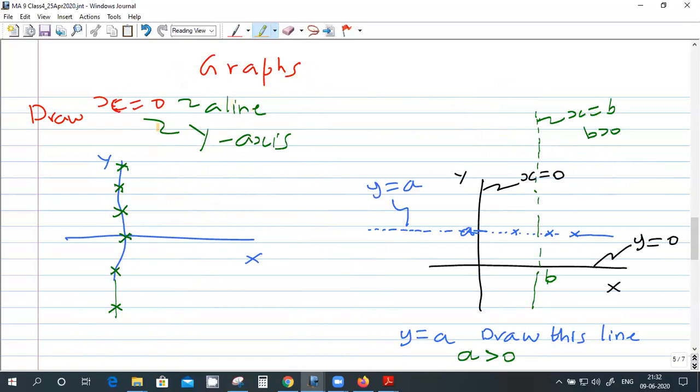Graphs. The y-axis is x equal to 0. Just now I told you. And the line parallel to the y-axis is x equal to constant. Because it's cutting the x-axis at point B, the equation of this line is x equal to B.